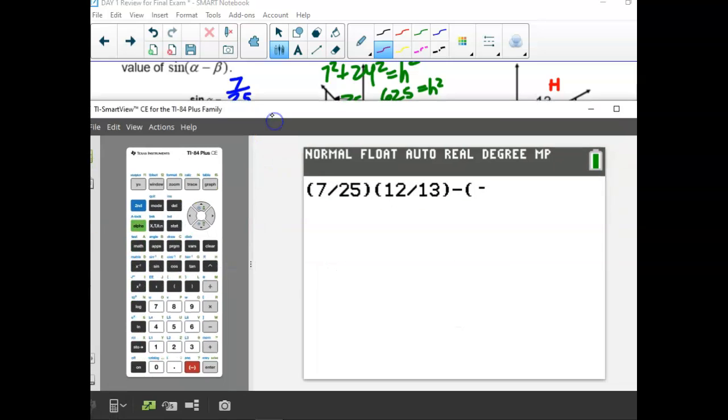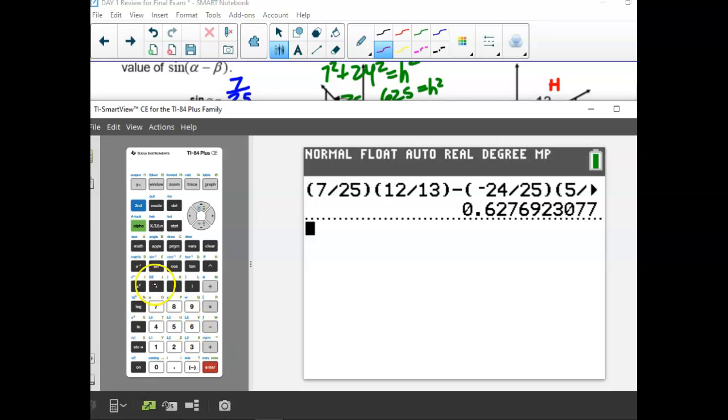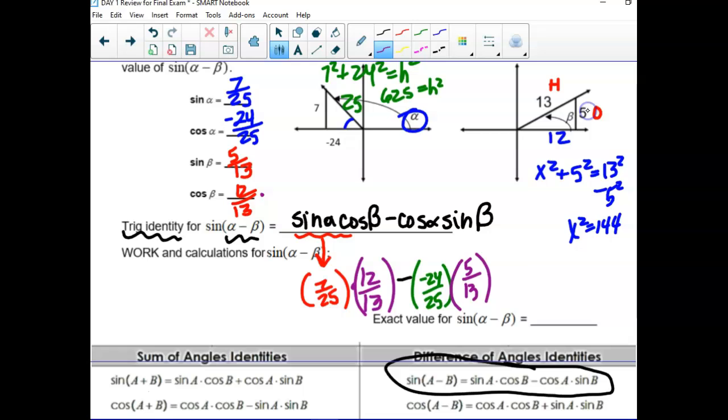(204/325). Was the last one 5/13, guys? Me too. Don't leave it a decimal because you'll have to round. It's not exact unless you make it a fraction. Questions?